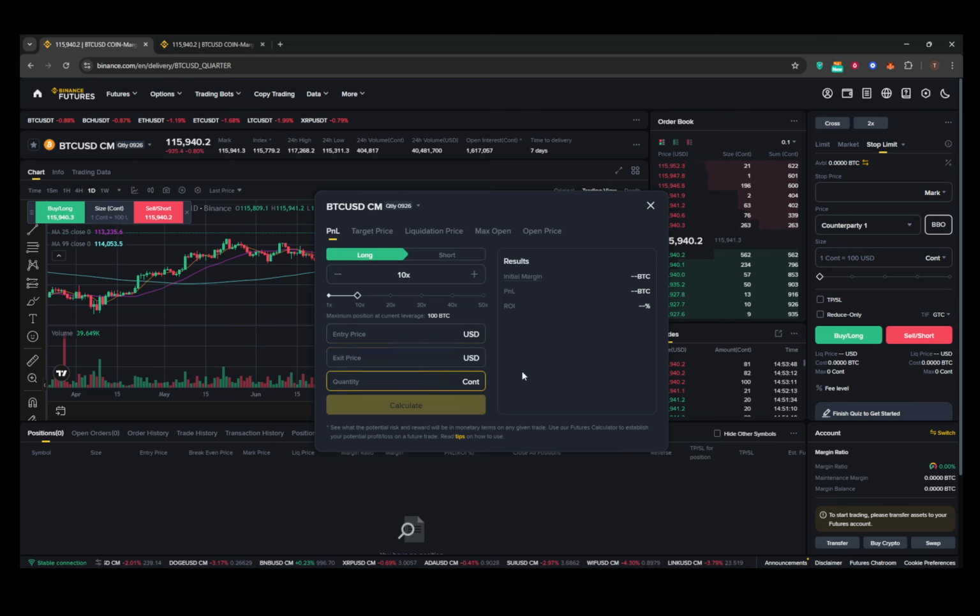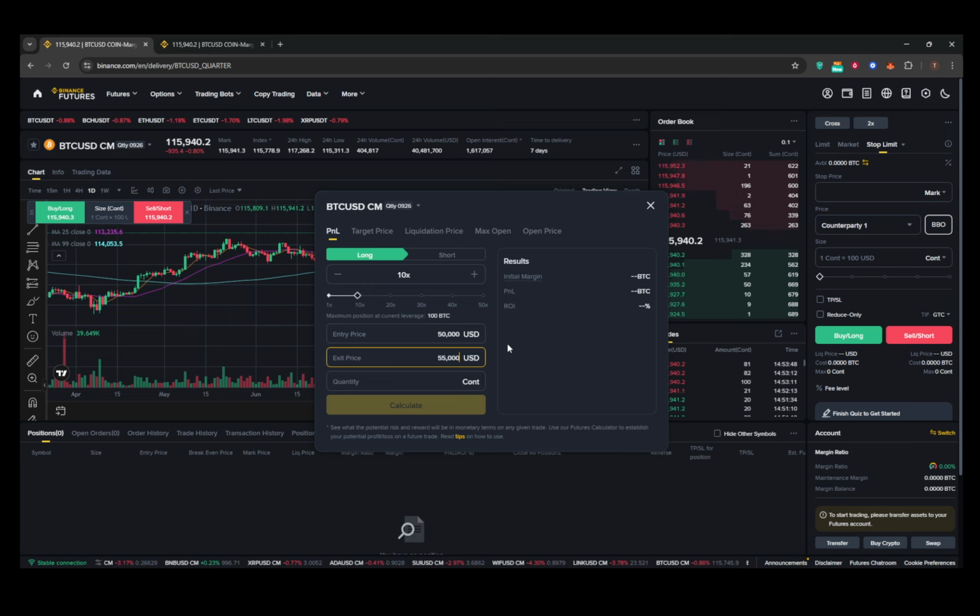You'll see the initial margin you need, your estimated profit or loss in USDT or another relevant asset, and even your ROI percentage. To illustrate this process with a practical example, imagine trading with an entry price of $50,000, an exit price of $55,000, a quantity of 0.1 BTC, using a leverage of 10x, and taking a long position.